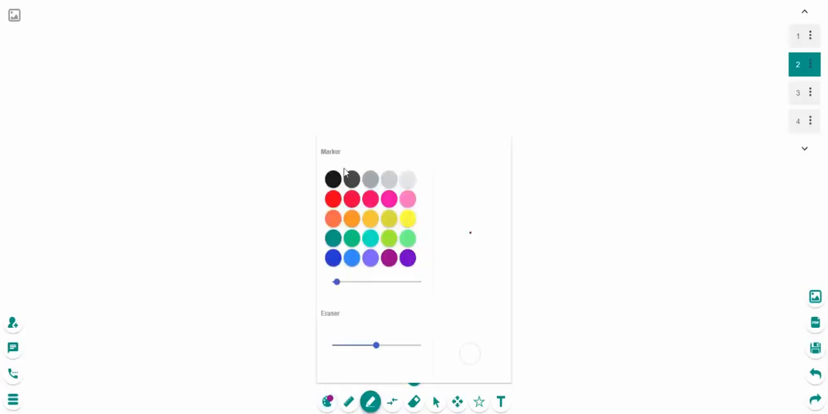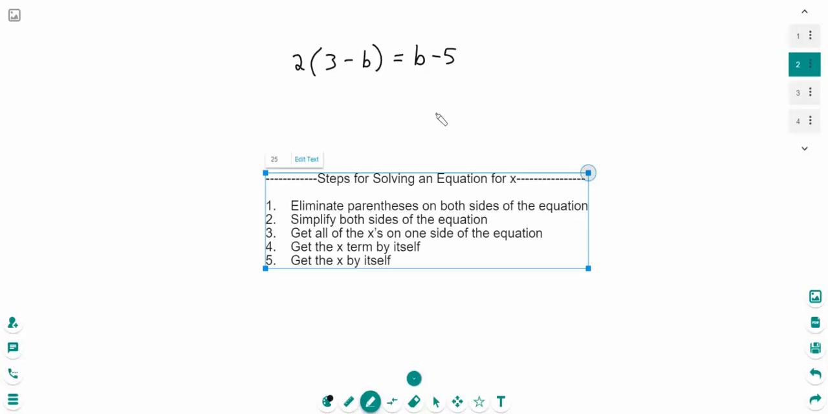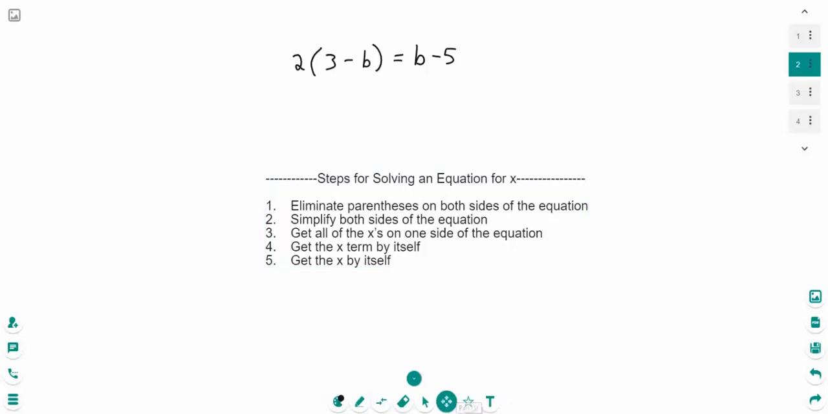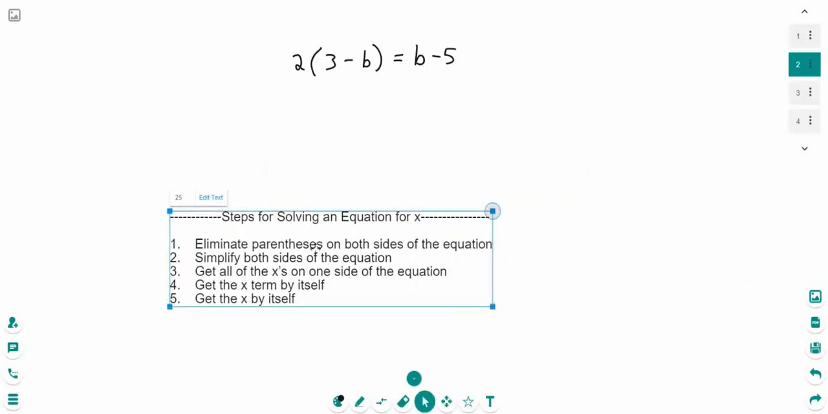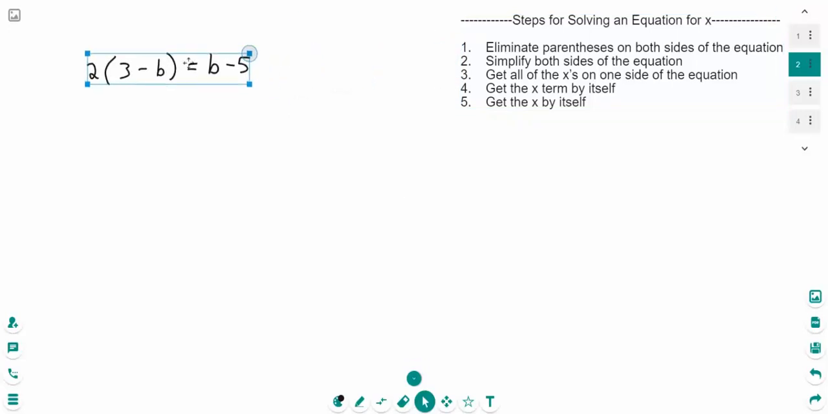Let's move on now and start using what we've learned there and solve some equations. So I'm going to pull a couple of these right out of our book. If I have 2 times 3 minus b equals b minus 5. Okay, so when solving equations, I'm going to give you a list of steps here. Let's take a look at this. We'll put the equation over here.